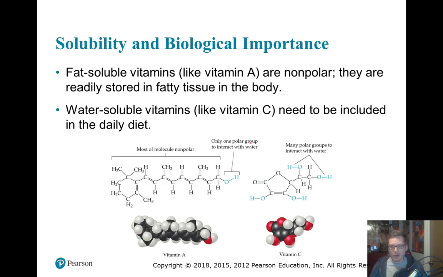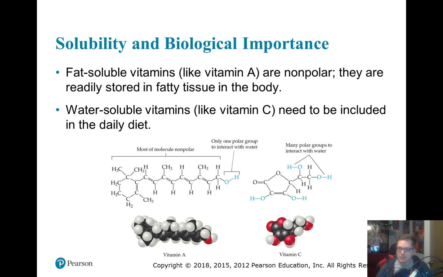All right, but water-soluble vitamins like vitamin C and these other ones that have lots of these alcohol groups on them are very water-soluble. And so you can take a bunch of extra vitamin C if you think you're going to get a cold. Jury's out as to whether or not that actually works.